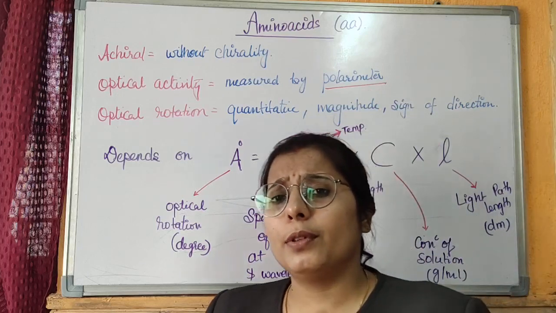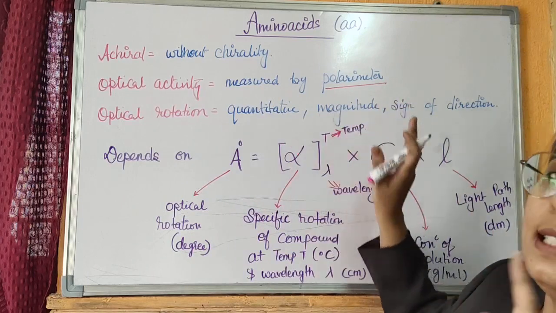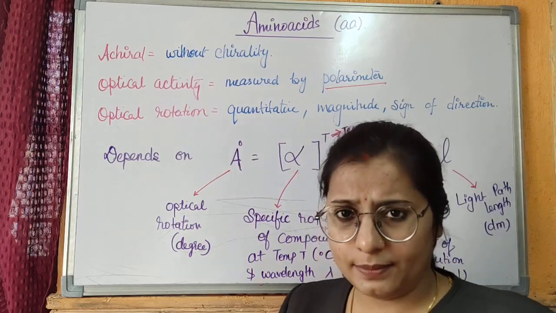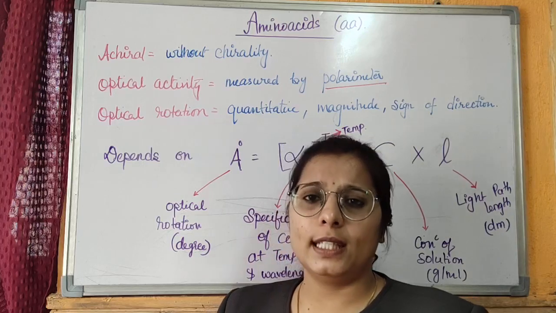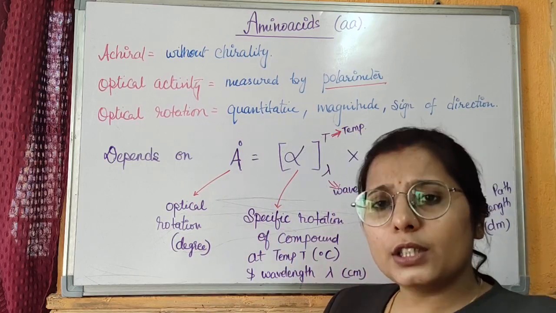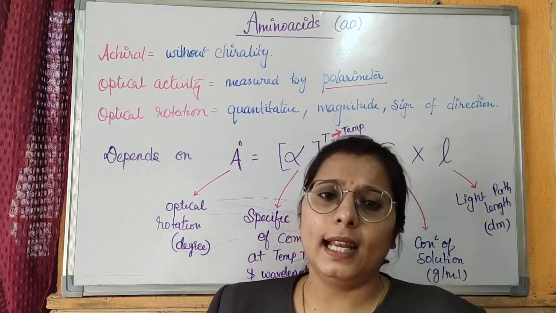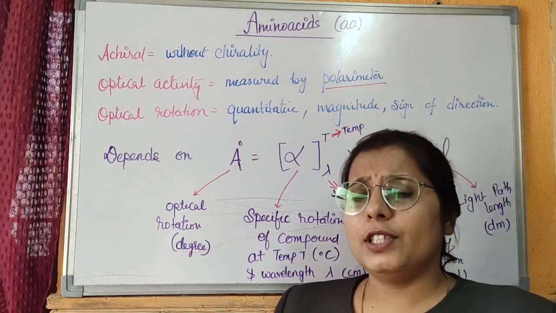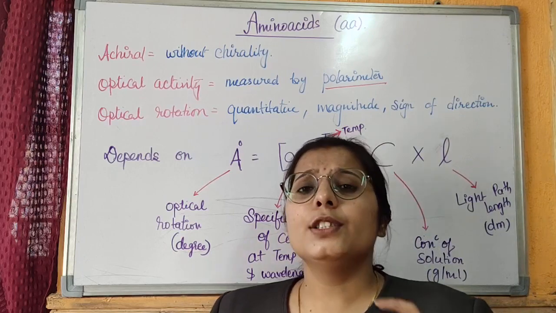The optical activity of a molecule always has a quantitative value, a magnitude, and a sign for the direction in which it is rotating the plane of polarized light. The value of the rotation of plane of polarized light by a chiral molecule depends on the concentration of the solution in which it is kept, the length of the path covered by the polarized light, the temperature at which the experiment is performed, and the wavelength of the light that is used.